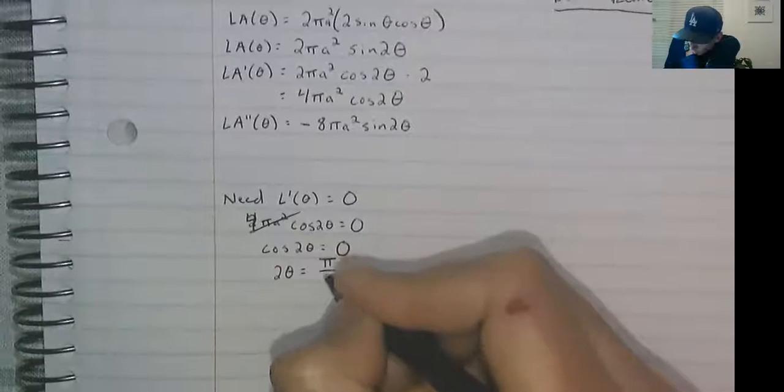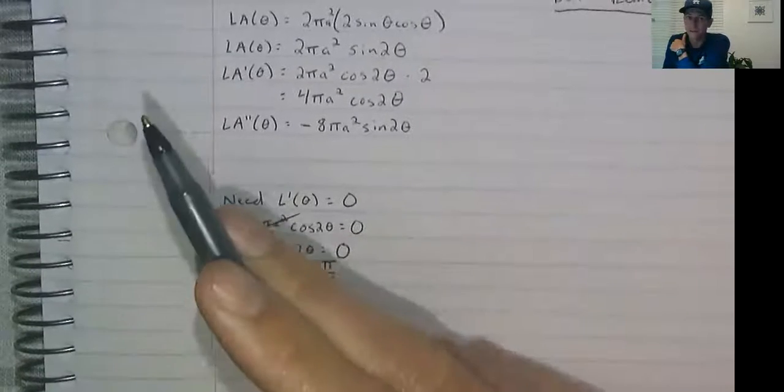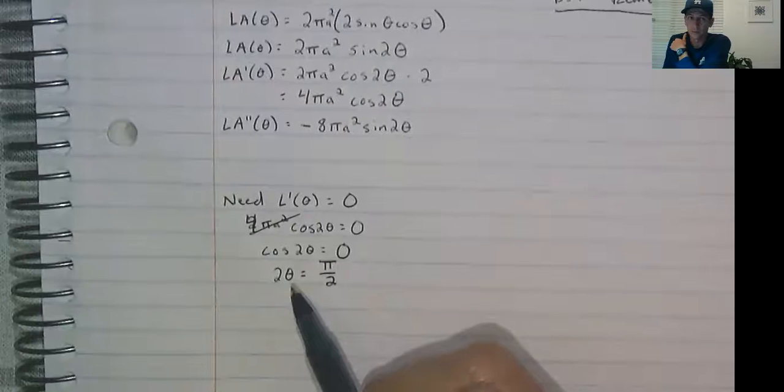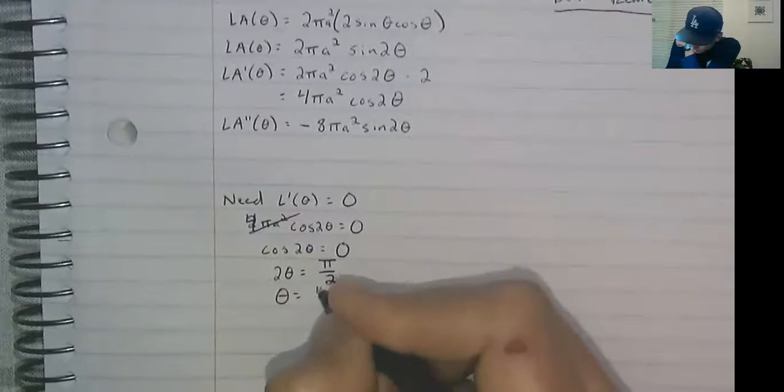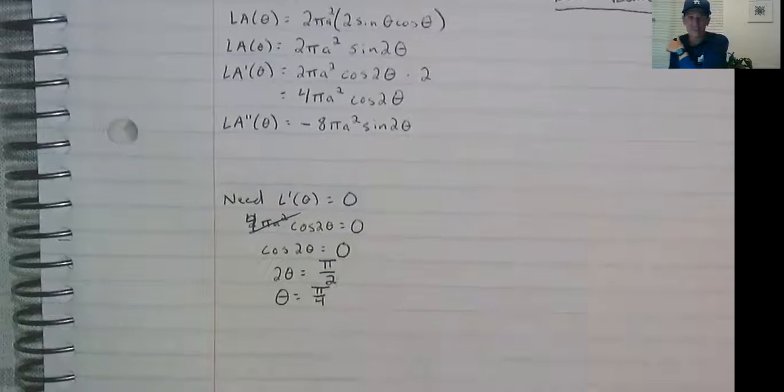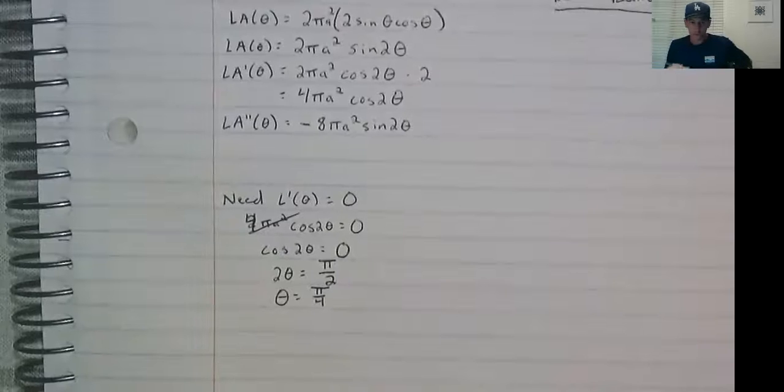And you might be thinking, wait, that's not part of our domain. Yeah, but check out what we're about to do. Divide by 2, theta is equal to pi over 4, which most certainly is in our domain. So that's our critical number. And we have a 45-degree angle. That's going to be one of our critical numbers. And actually, it's the only one. So that's going to maximize, as we see in a second.